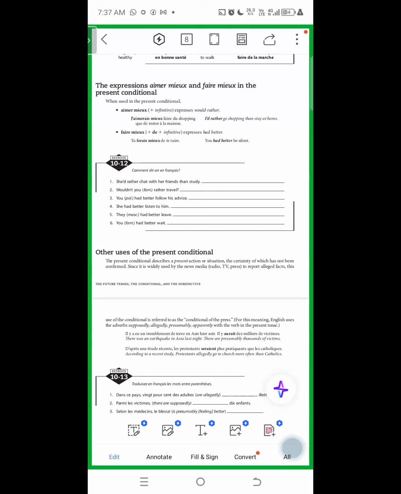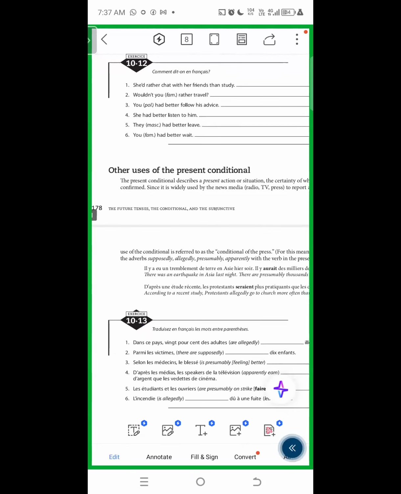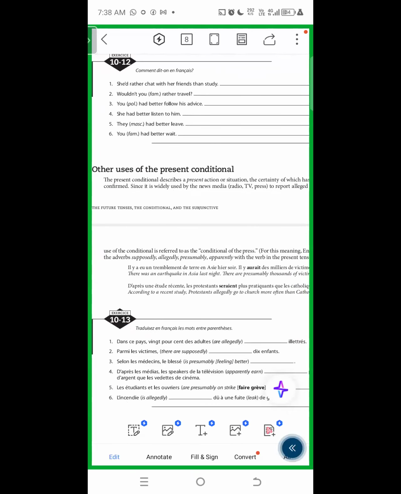Fais mieux. You had better study. Tu feras mieux d'étudier. You see it now. You'd better study. So let's look at 10 points together. Are you ready? She'd rather chat with her friends than study.